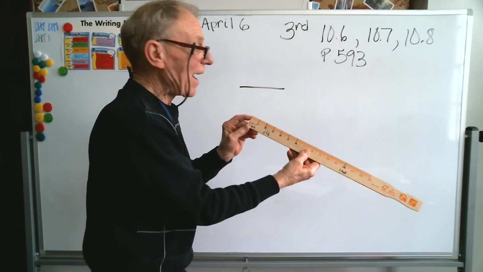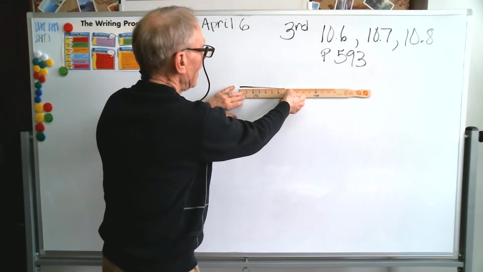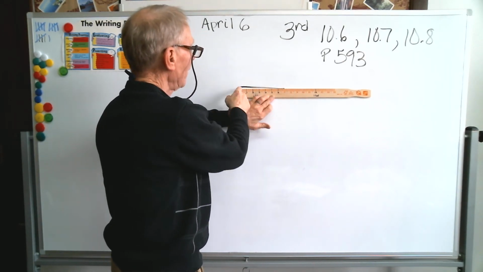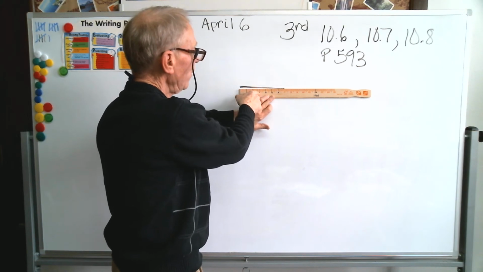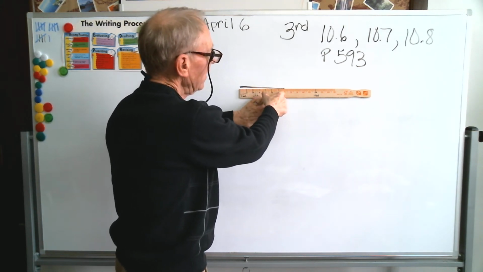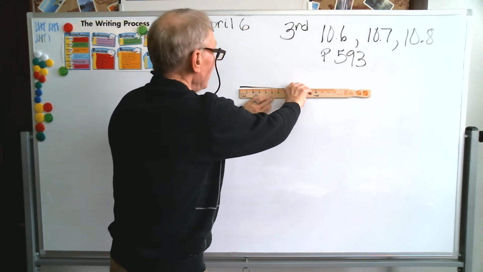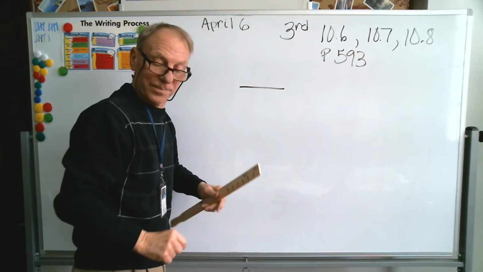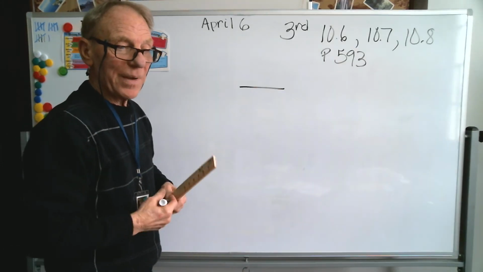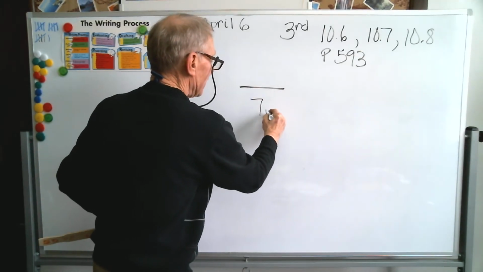So you put that line on the left side of what you're going to measure, and then you go down the scale. 1 inch, 2, 3, 4, 5, 6. Well, this one stops at 7 inches. So my line, which I've measured exactly, is 7 inches.